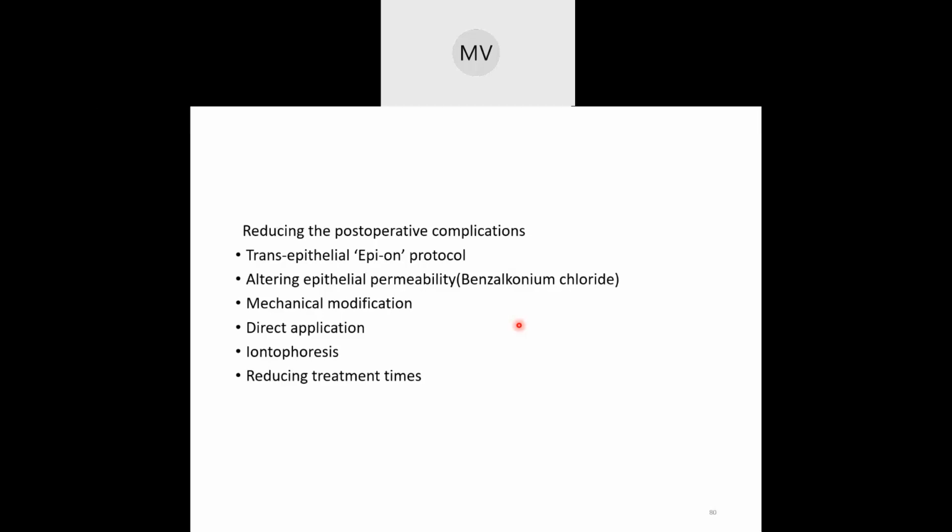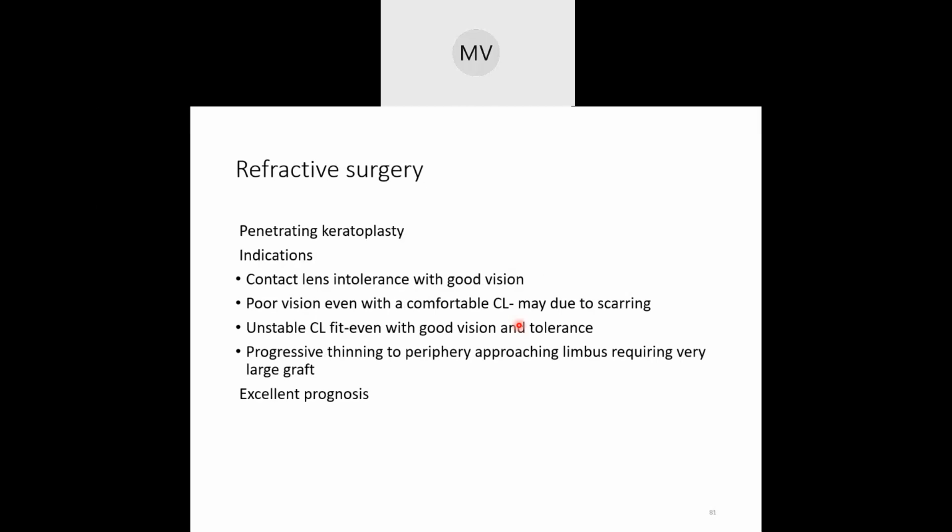Then iontophoresis, reducing treatment time. The next one will be refractive surgery, penetrating keratoplasty. Indications: contact lens intolerance with good vision, poor vision even with a comfortable contact lens, maybe due to scarring, unstable contact lens fit even with good vision and tolerance, progressive thinning to the periphery approaching the limbus requiring a very large graft. Excellent prognosis can be achieved.